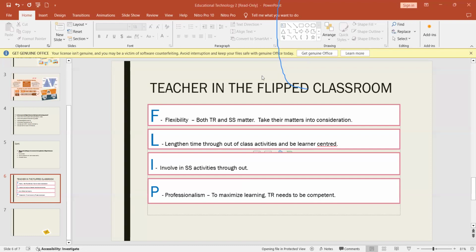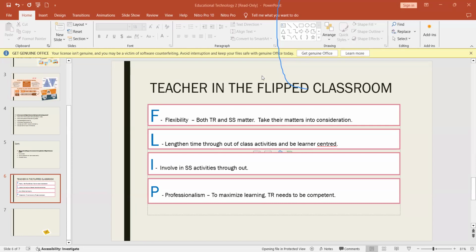And then, L for length, the time through out-of-class activities and by learner-centeredness. So you can make use of classroom time for more innovative, creative, and active participation. So you are lengthening the time that you have for the lesson by giving them a lot of activities to be done before class at home. So you can lengthen the time by giving them lower order thinking activities to be done at home. Then I involve students' activities throughout.